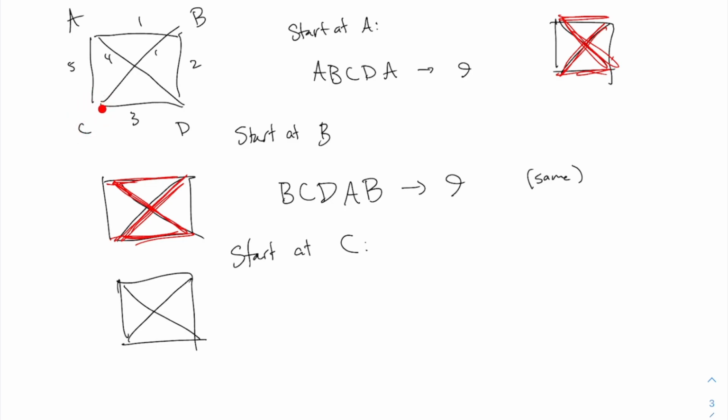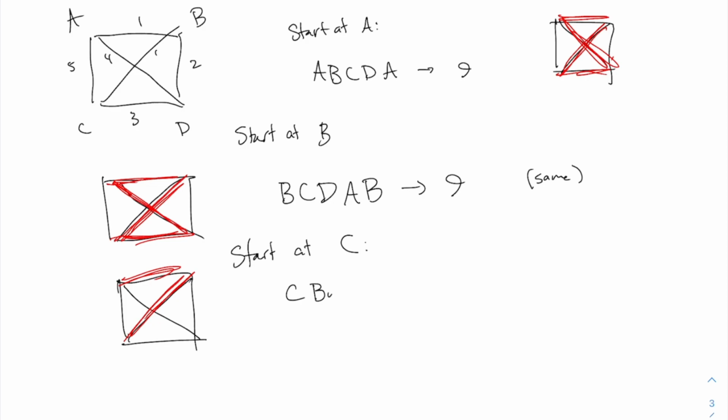D, yeah. My choices, not D, B, right? My choices are the 5, the 1, or the 3. So I'm going to take the 1. So I go up this way. It'll be C to B. Then from B, what are my choices? I could go down for 2 or across for 1. I should take the 1. So I go across the top here.